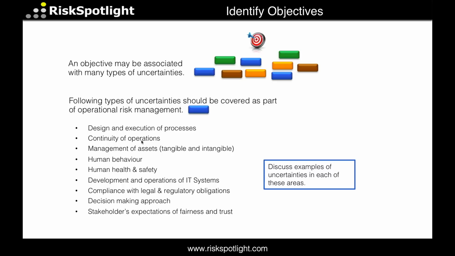Conflict of interest is another example where there are people involved who are making the decision for their benefit rather than the benefit of the organization and its stakeholders. And also, the decision-making approach itself is a process, right? And process is then covered by the operational risk definition.